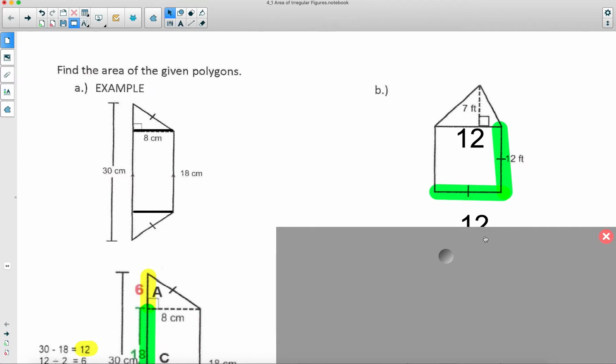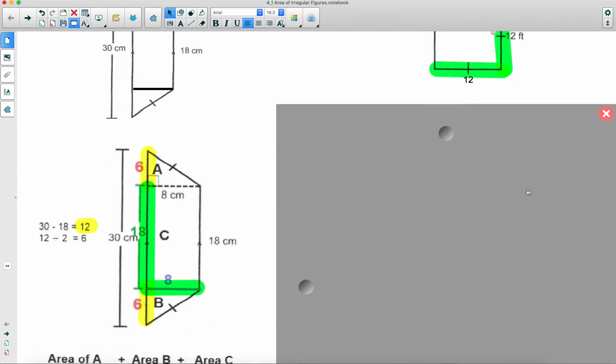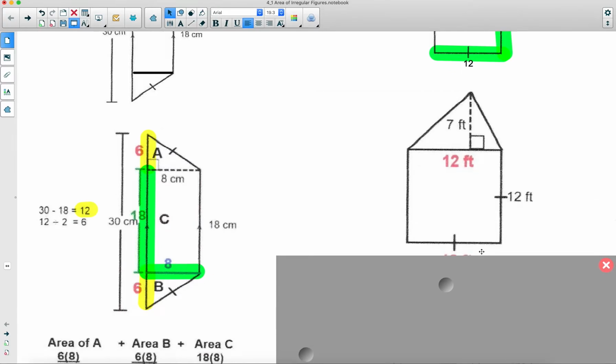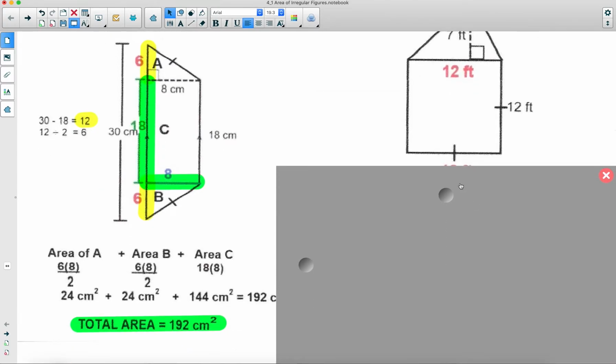So now I have everything I need. Area of a square is base times height, and I have the base and height. They're both 12. And then for my triangle, the base is 12 and the height is 7. So I have all the information I need. So let's take a look at how we decompose this with our formulas.